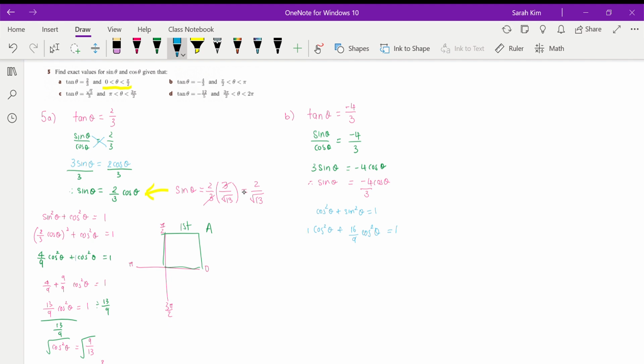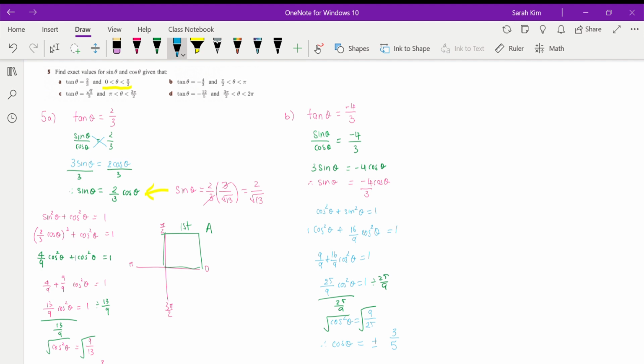Alright, so if I add 1 and 16/9 together, I get 9/9 plus 16/9. I think it's 25/9. Alright, so I just get rid of the 25/9 first. And then I square root it. So therefore cos theta can be plus or minus square root 9/25, which is 3/5, because they're both perfect squares.